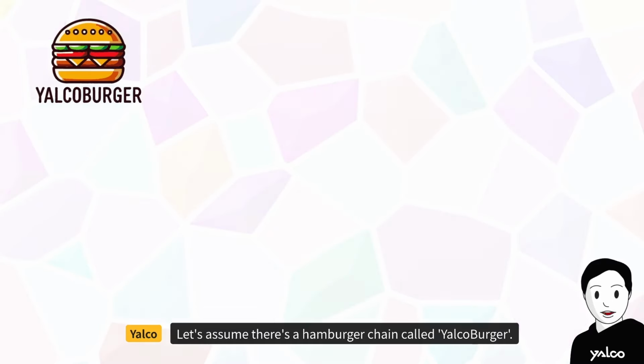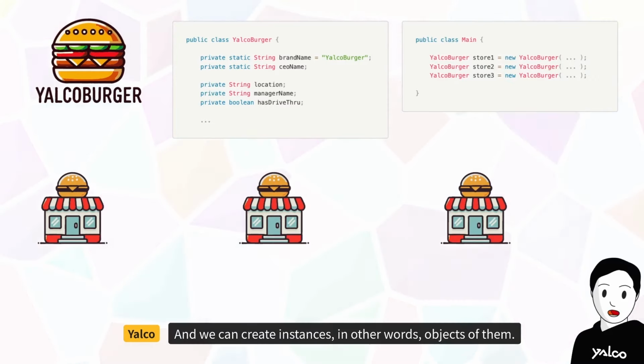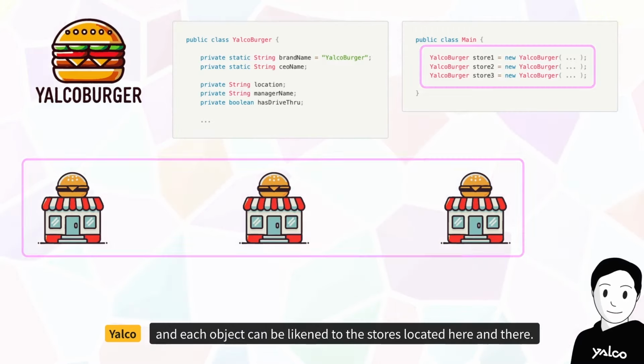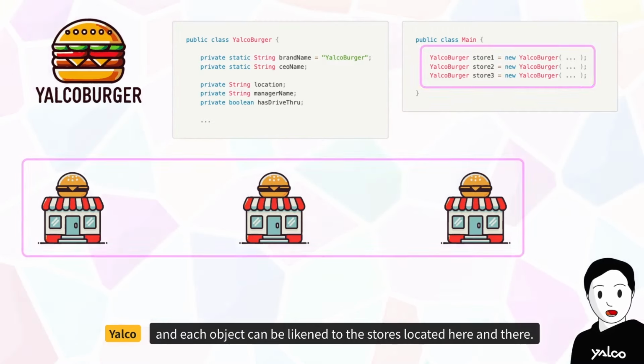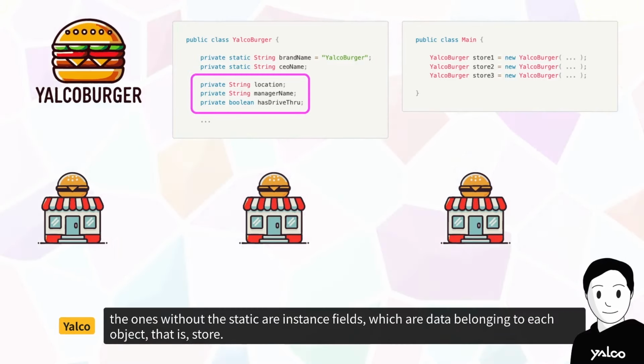Let's assume there's a hamburger chain called Jalkoburger. We can define a class representing Jalkoburger like this, and we can create instances, in other words, objects of them. A class can be compared to the chain itself, and each object can be likened to the stores located here and there. Among the fields this Jalkoburger class has, the ones without the static are instance fields, which are data belonging to each object, that is, store.